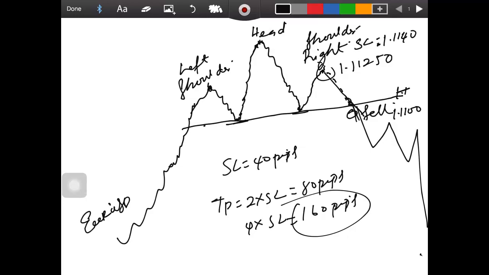Let me just quickly show you the inverse, the opposite of head and shoulders. Just the way you have double top and double bottom, you have the inverted head and shoulders. For an inverted head and shoulders, you need to wait for a downtrend. Remember I said head and shoulders are reversal patterns, so you need to wait for a big trend coming down.